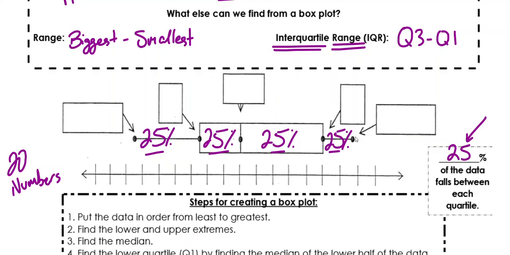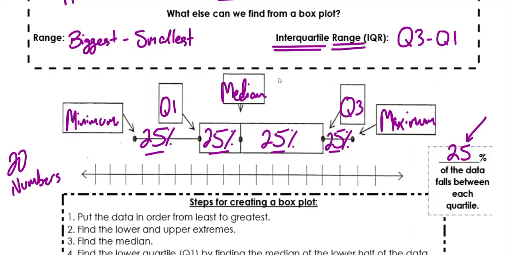And that's created by each of the measurements we just talked about. I'm going to call it minimum here, or the lower extreme, the maximum, or the upper extreme, Q1, Q3, and then the median right in the middle. It splits it into those 4 equal parts.